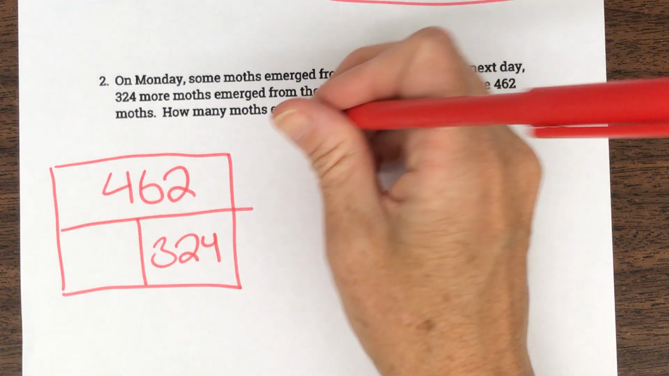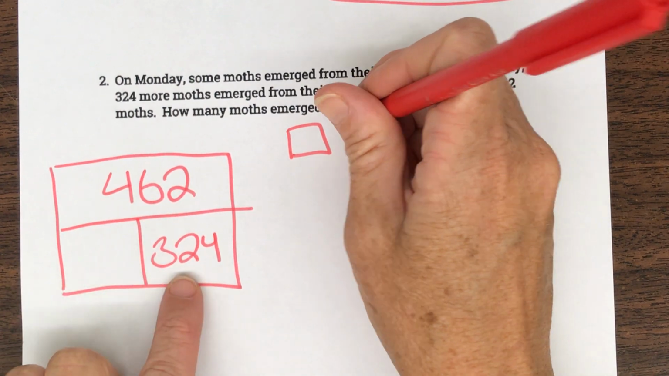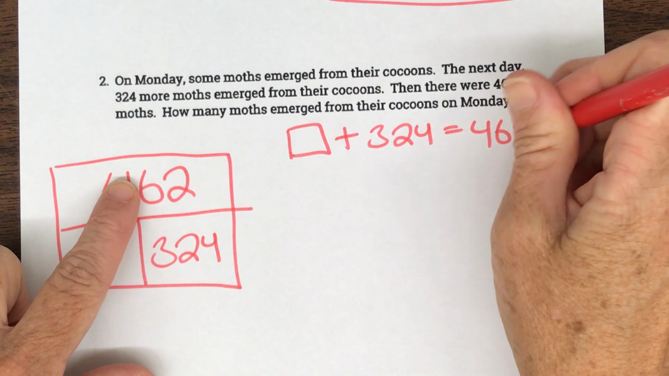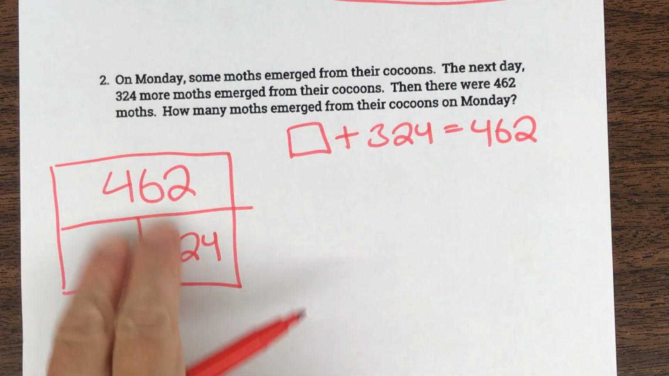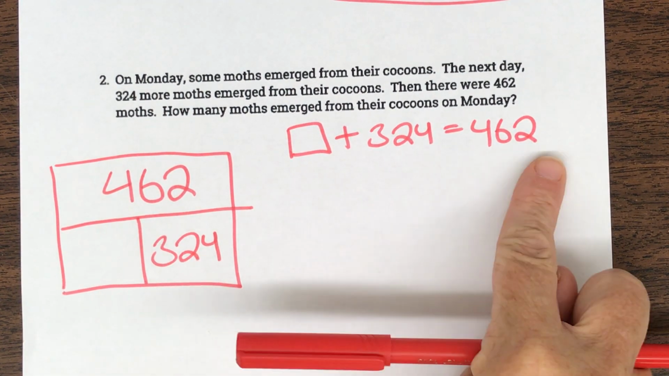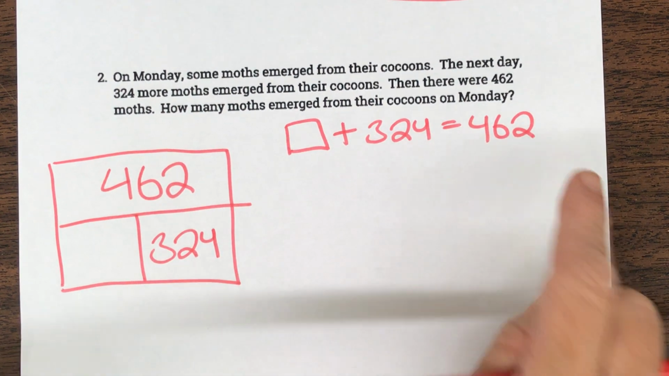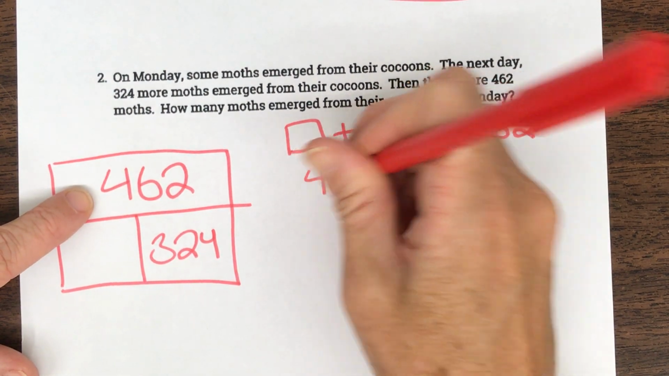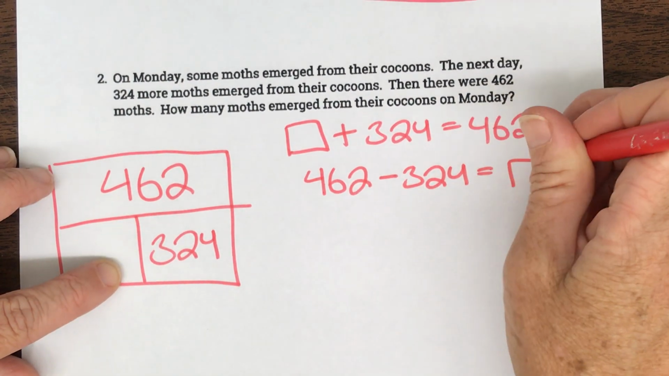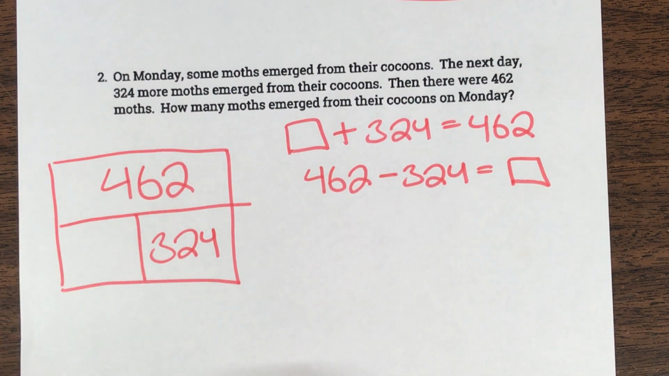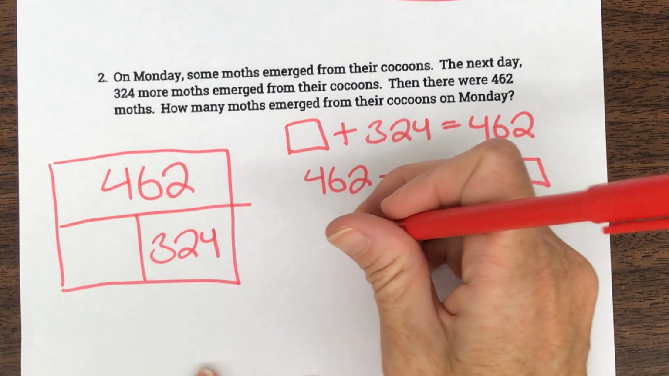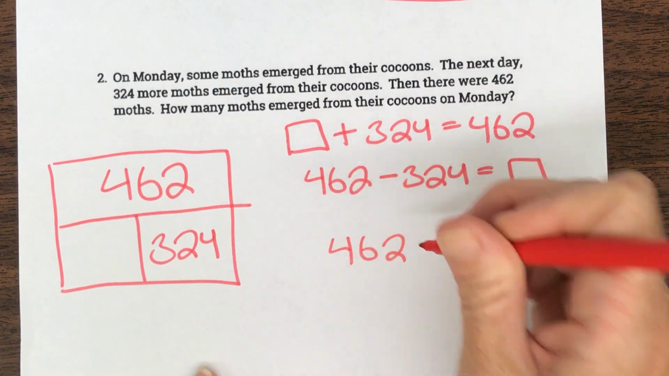Okay, so what do I know? Well, I know that my part plus this must equal my whole, because my two parts have to equal my whole. Okay, but I also know that this is going to be hard to solve. So I can use the inverse operation, and I know that the whole take away one of the parts will give me the other part. So this is the one I'm going to use because I can set this up using the algorithm, which is setting it up like this, and I can solve it.